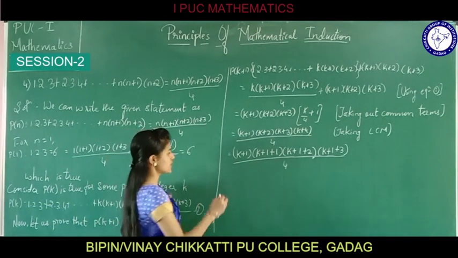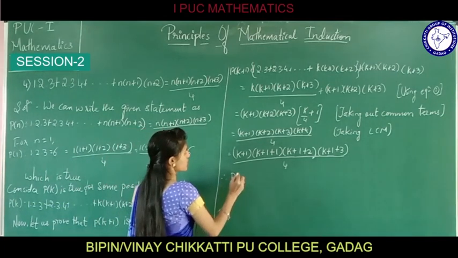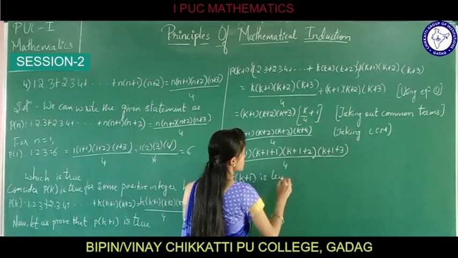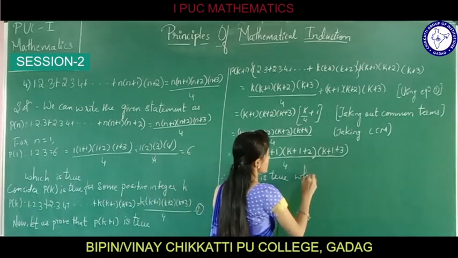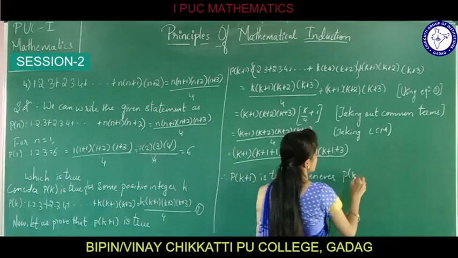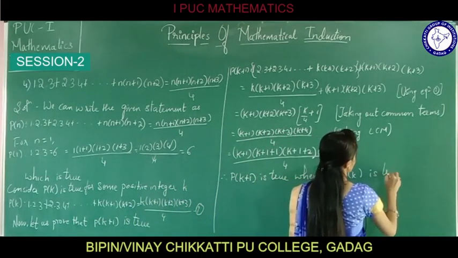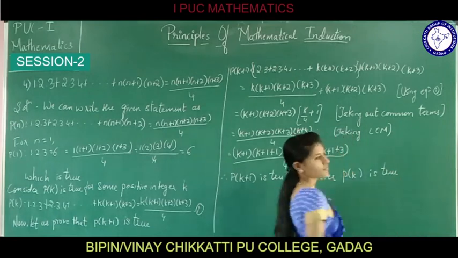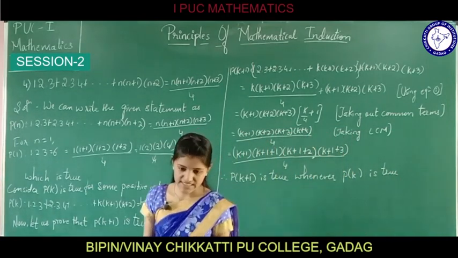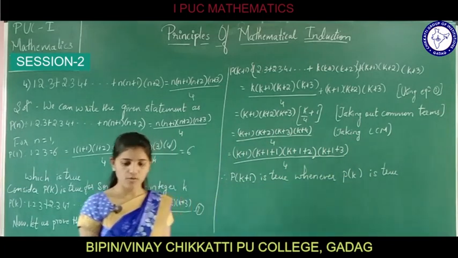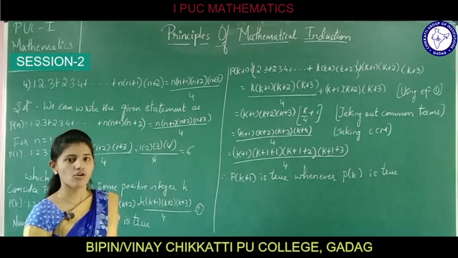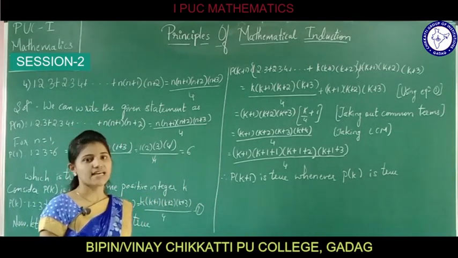What are we going to write? Therefore, P of k plus 1 is true whenever P of k is true. Therefore or hence, by the principle of mathematical induction, what have we proved? The statement P of n is true for all natural numbers, that is n.